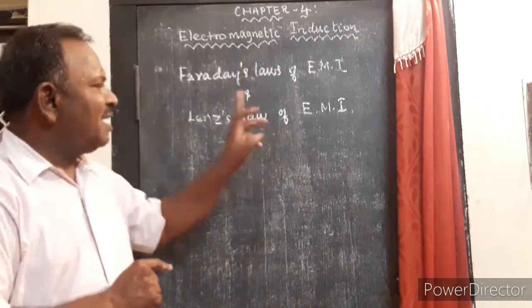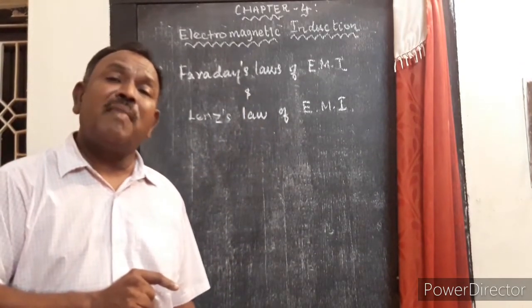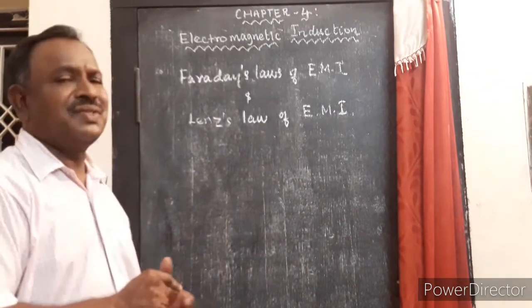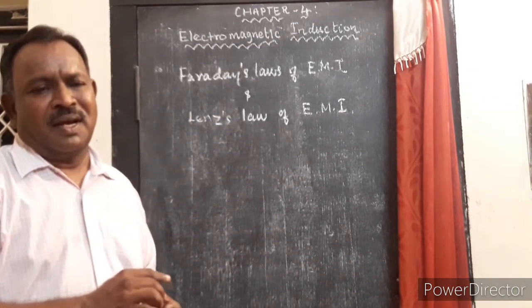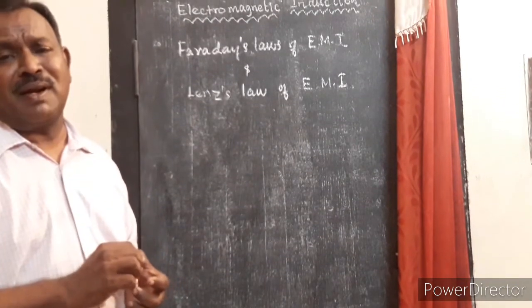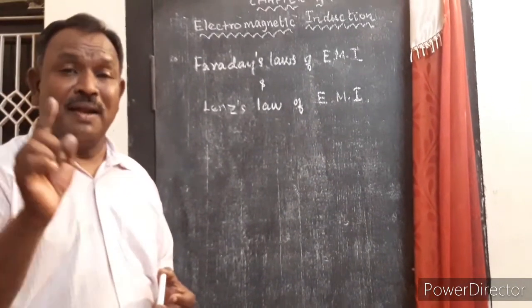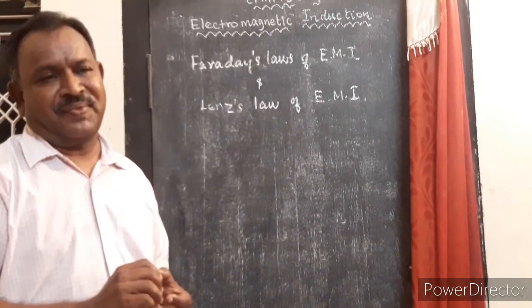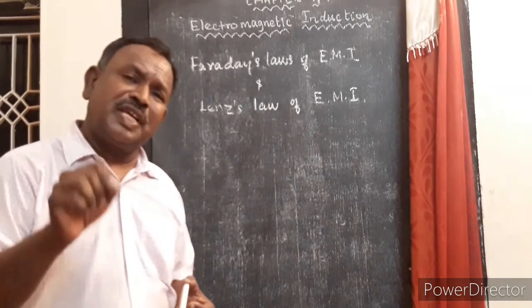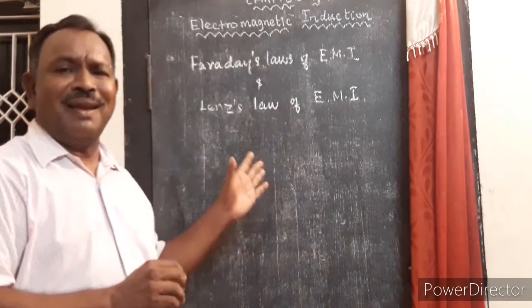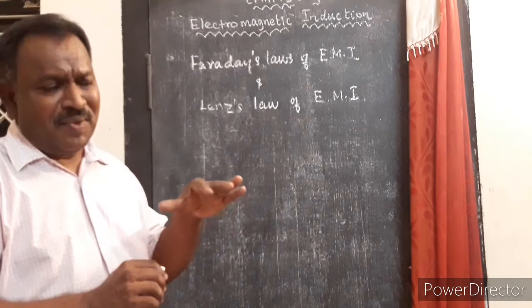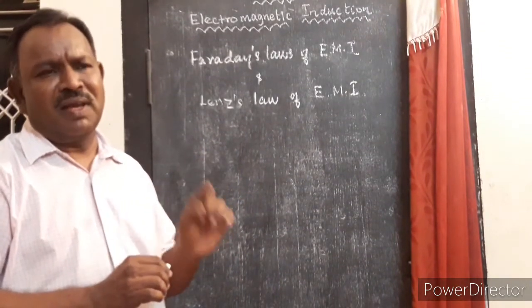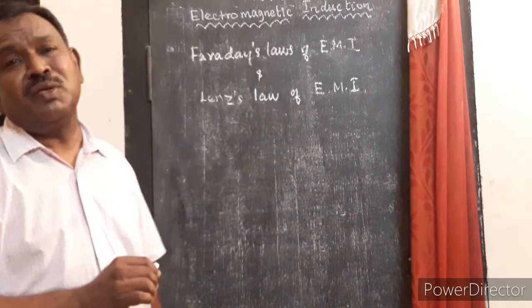Next we are going to see Lenz's law of electromagnetic induction. A scientist named Lenz repeated the experiment conducted by Faraday and determined the direction of the induced EMF. So the direction of the induced EMF was discovered by Lenz. From his observation, he gave a law. This law will give the direction of the induced EMF.